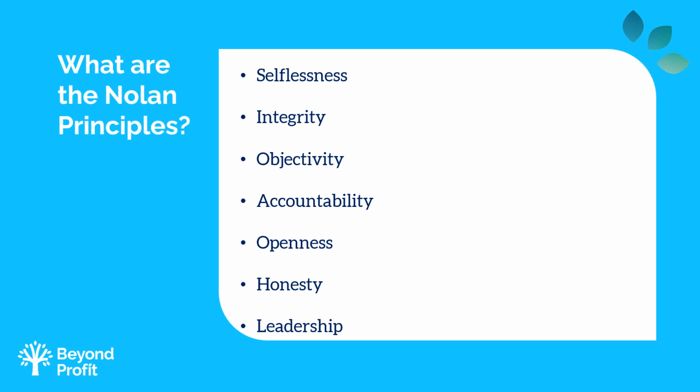Openness. Holders of public office should act and take decisions in an open and transparent manner. Information should not be withheld from the public unless there are clear and lawful reasons for doing so. So again, this links to the conflict of interest policy that we talked about before and trustees acting in the charity's best interests. Honesty. This goes without saying, but holders of public office should be truthful, open and honest. The same as trustees of charities.